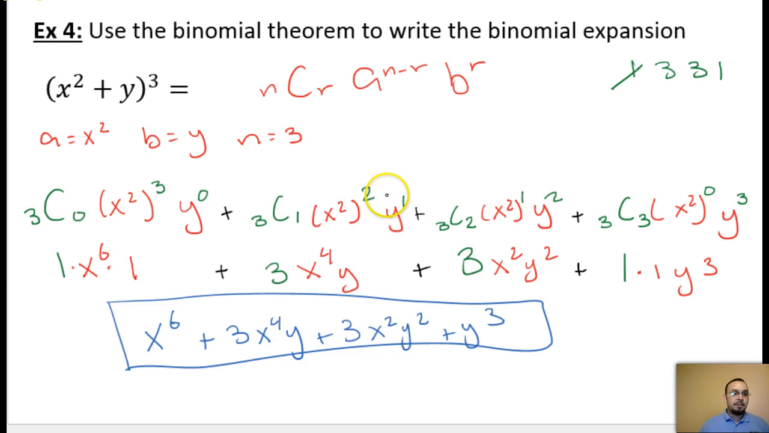So instead of doing box methods or a bunch of FOIL, we can actually evaluate this binomial or polynomial in 2 lines. 1, 2, and then simplify it, so technically 3.